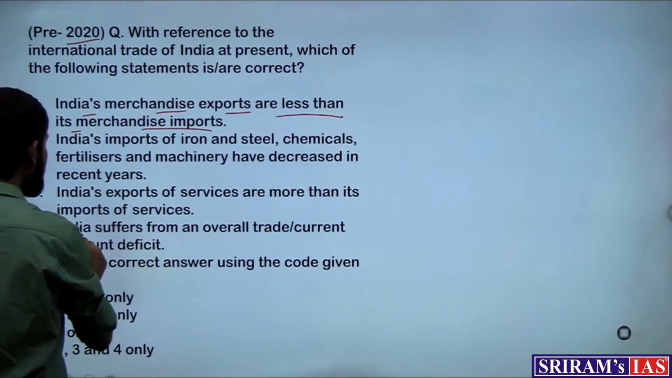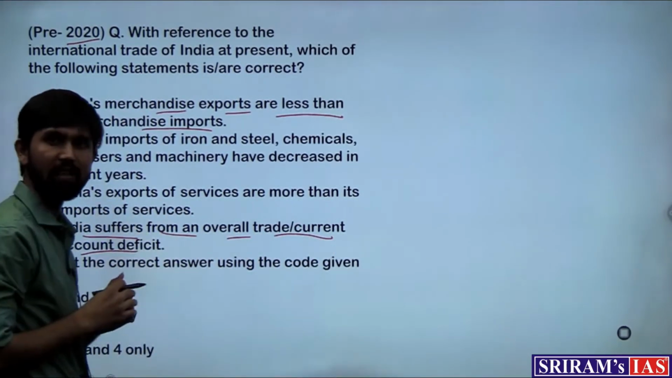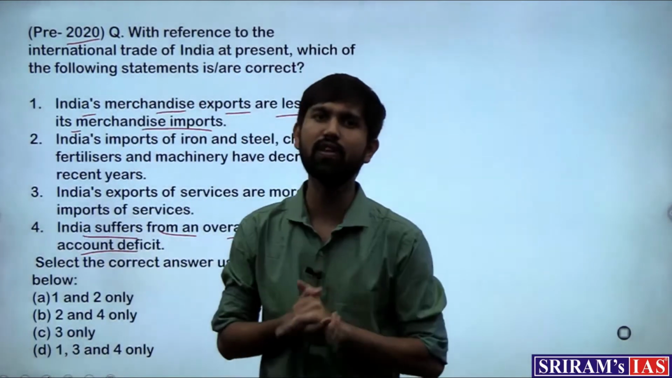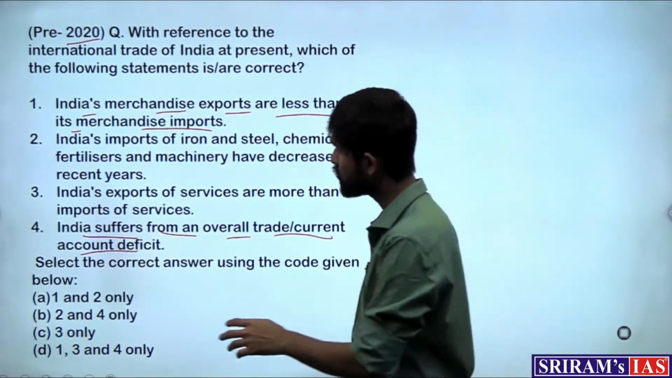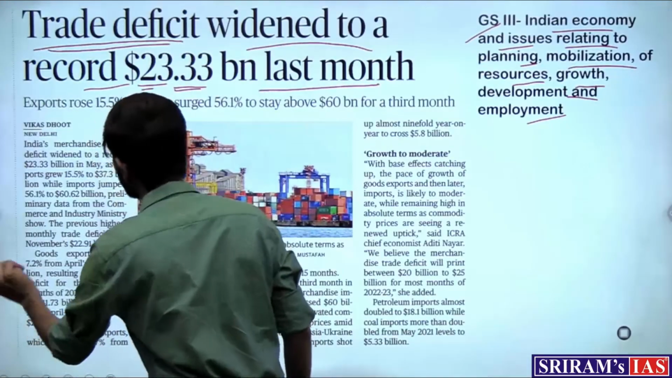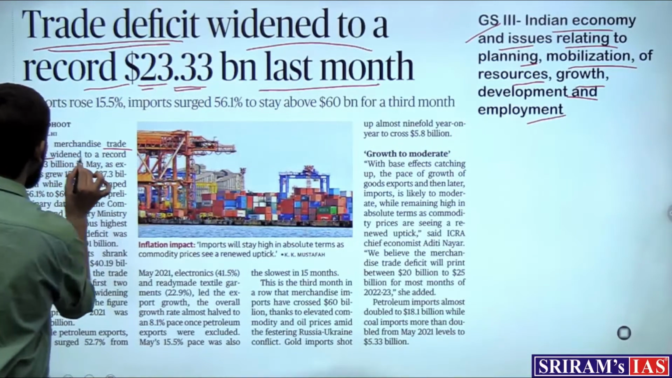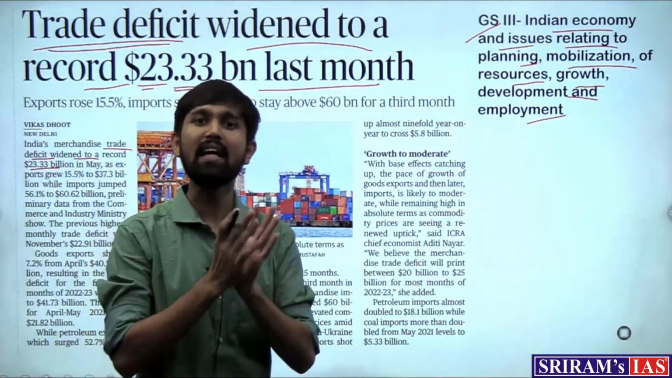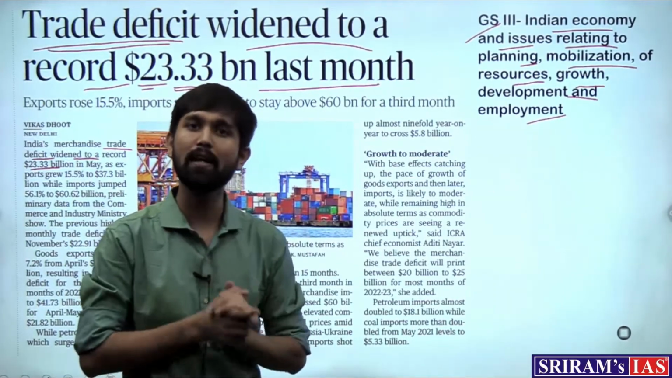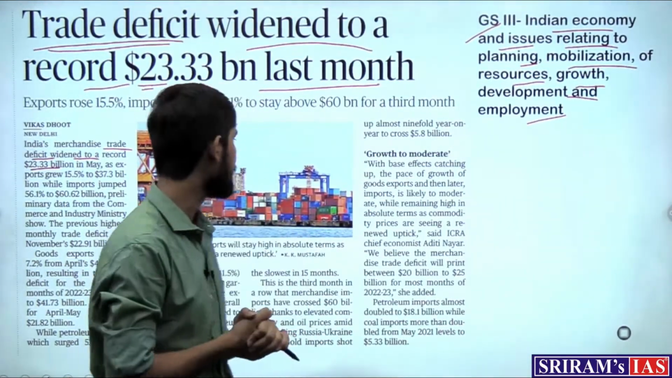Then India suffers from an overall trade or current account deficit. All of this information is frequently asked in the prelims paper. So what is important for us to look at in this article? What we need to look at is that the trade deficit has widened to 23.33 billion, which means that India's exports with respect to its imports have been very low. The imports have risen highly.